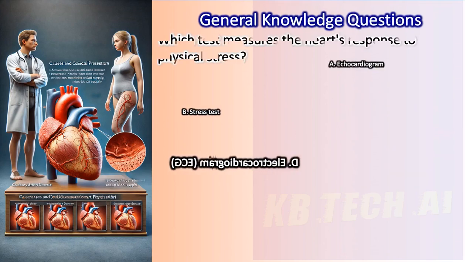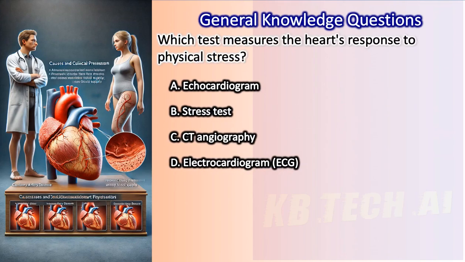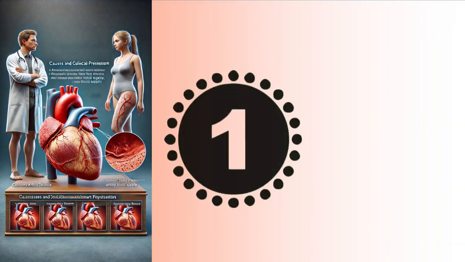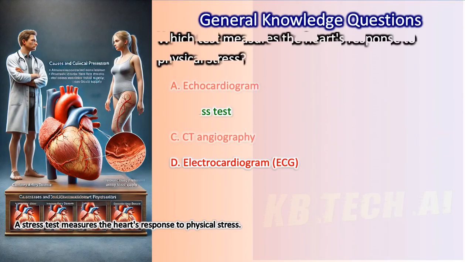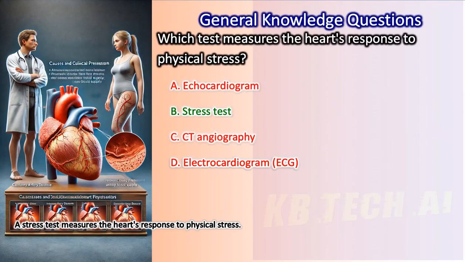Which test measures the heart's response to physical stress? Option 1, echocardiogram. Option 2, stress test. Option 3, CT angiography. Option 4, electrocardiogram, ECG. The answer is option 2, stress test.